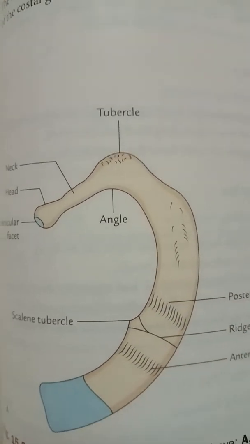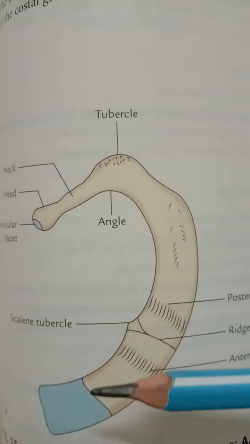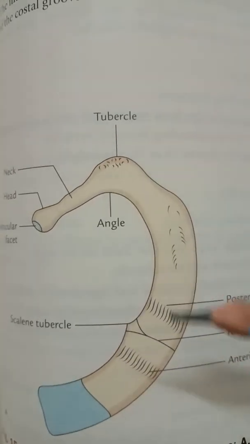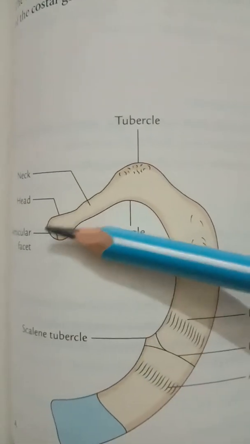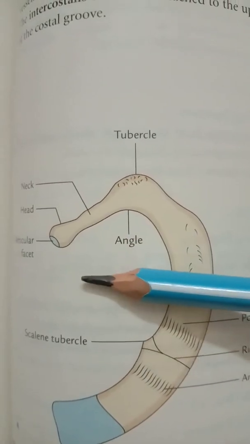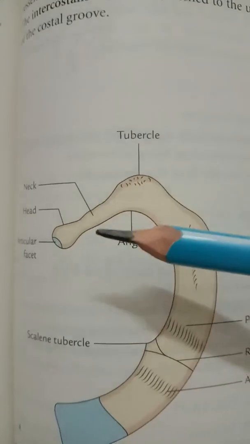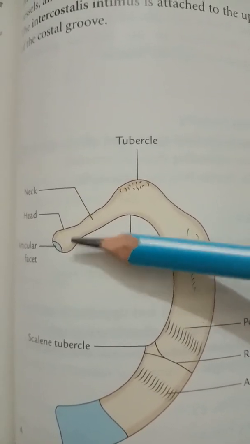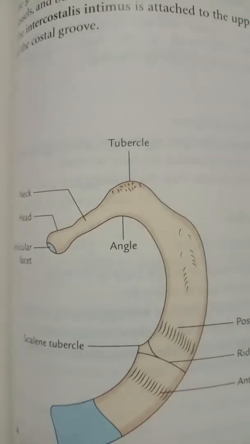The rib has an anterior end and a posterior end. The anterior end is larger and thicker than the other ribs and it is continuous with the first costal cartilage. Then the posterior end has the head, then the neck and the rounded tubercle. So that is the head. The head is small and rounded and it articulates with the body of the first thoracic vertebra.